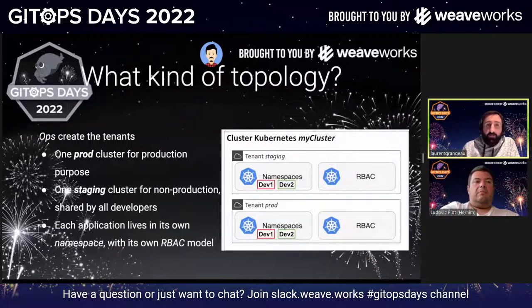So I've already told you that, but in the cluster, we have different tenants, one for production, one for staging, and different namespaces. And of course, in these namespaces, we only want the dev1 team or dev2 team to be able to deploy the application, but not touching the other namespaces. So for example, the dev1 team can only deploy on their own namespace, and the dev2 team can only deploy on the dev2 team's namespace, but not on the dev1 team's. So we have to create the RBAC model to be able, for the different developer teams, to deploy their application inside their own namespace.